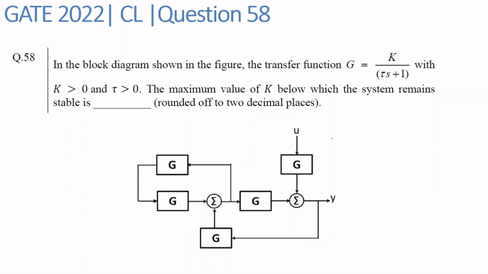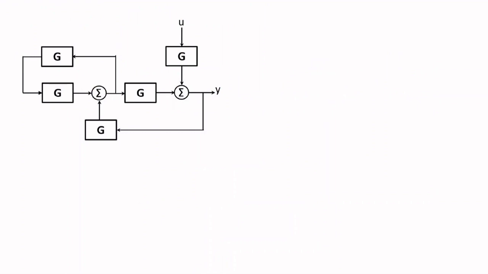So in this given question, we have been given a block diagram and have been asked to find the maximum value of the constant k for which the system remains stable. So to solve the question, let us find the closed loop transfer function of this entire block. Once we have this closed loop transfer function, then we can use the Routh criteria or any other rule to check for the stability of the system.